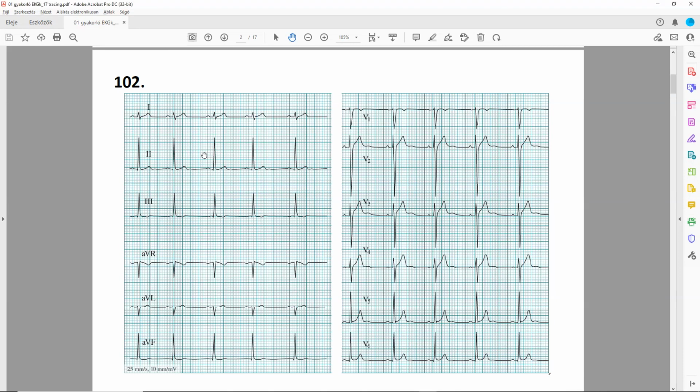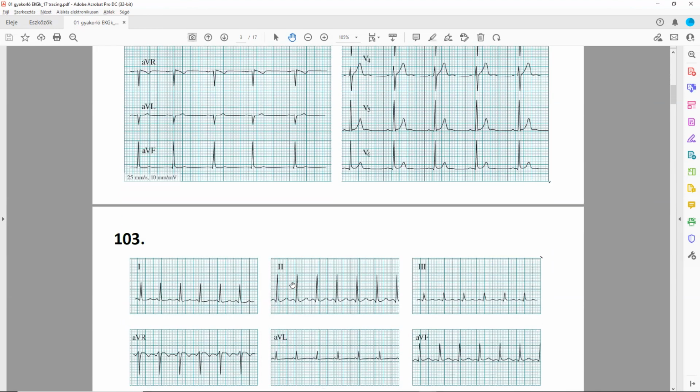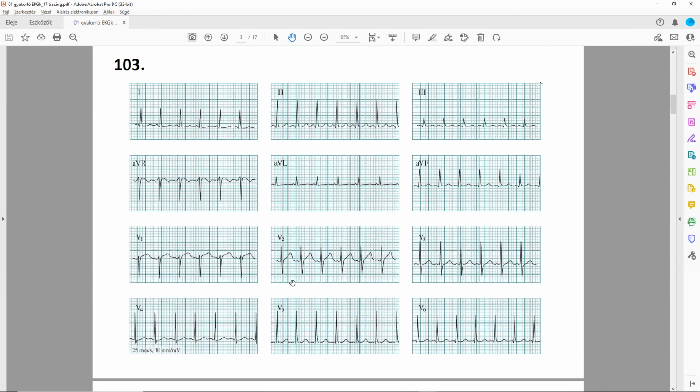And it looks like sinus rhythm because we can see the P wave before every QRS. So it's a normal sinus rhythm. Okay, very good. Thank you. All right, now let's see 103.